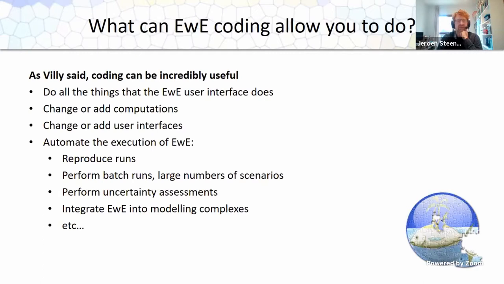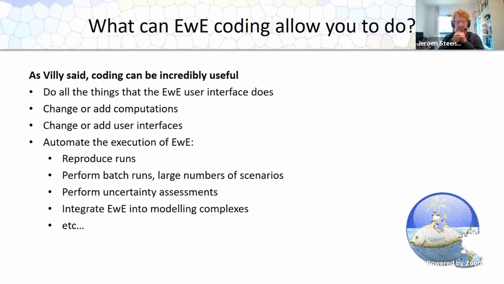So, yeah, what can you do with coding? Well, Vili has also highlighted this already. Coding can be very useful. You can basically replicate everything that the Ecopath interface does, but you can also change or add computations or interfaces. And what is especially useful is to automate the execution of Ecopath.